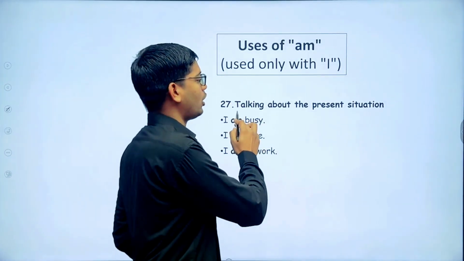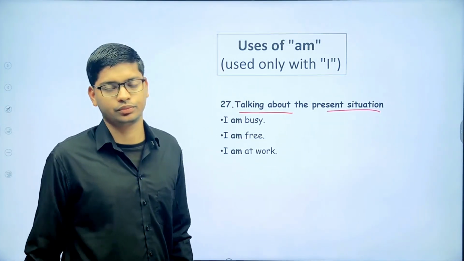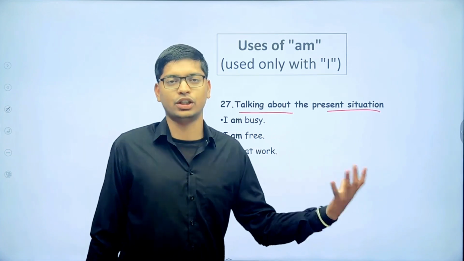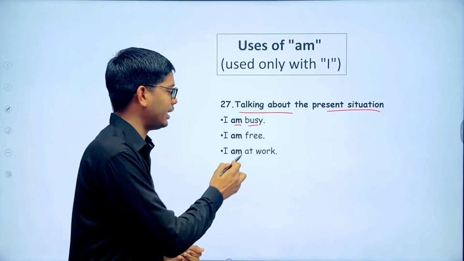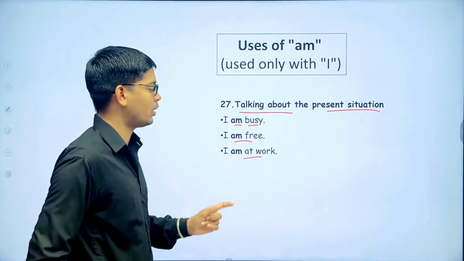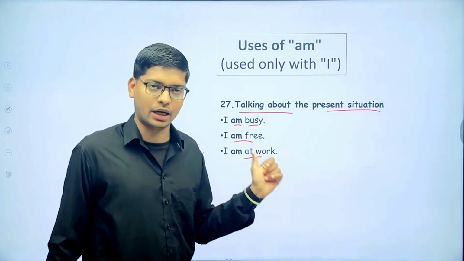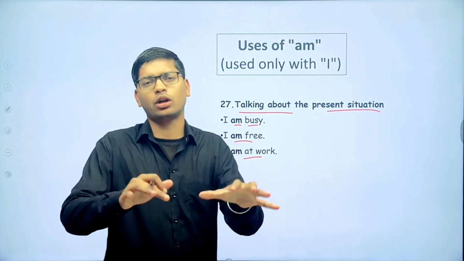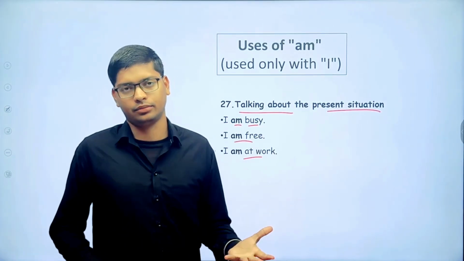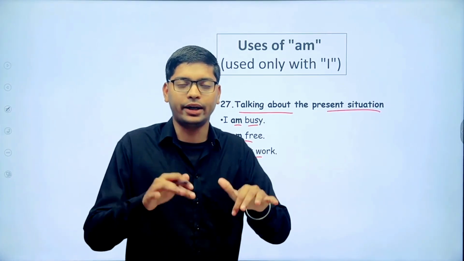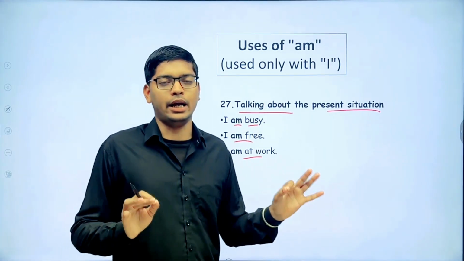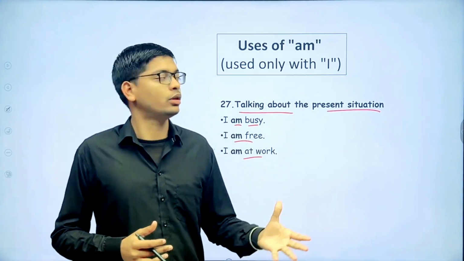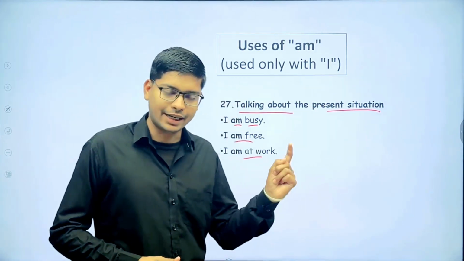Next use here, talking about present situation. Talking about present situation, you can use am. For example, I am busy. I am free. I am at work. Talking about present situation, like I am reading, I am teaching. So you can use am with I to talk about present situation. Okay. Let's see next use.